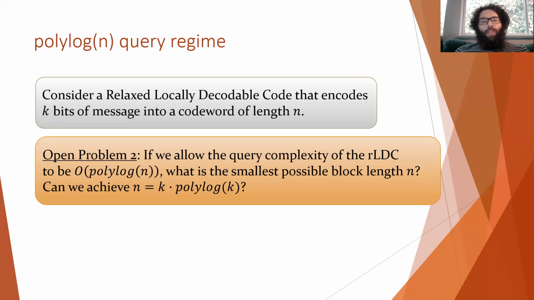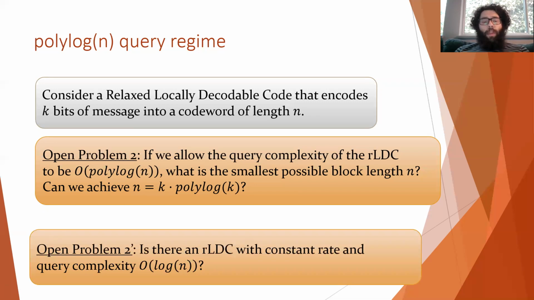So for query complexity log n or polylog n, the only construction I'm aware of is taking just Reed-Muller code, so it's code of polynomials. And then the length would be almost linear, namely it's less than k to the 1.1, but it certainly doesn't achieve k times polylog k. So that's a nice open problem.